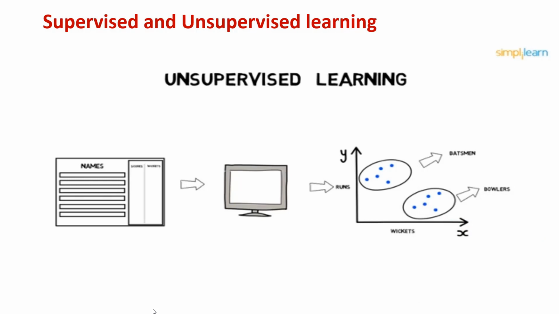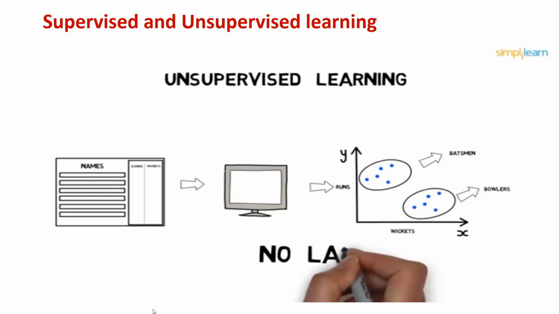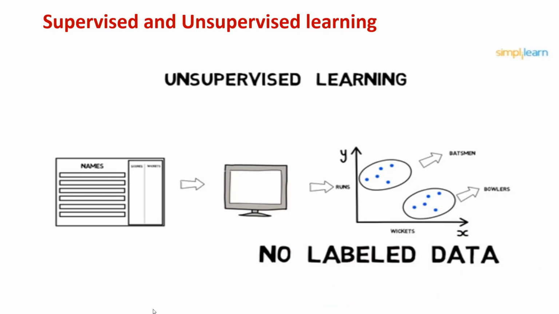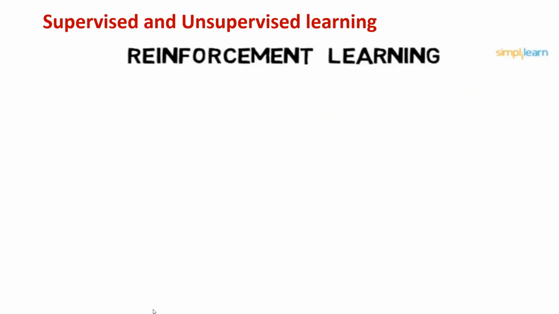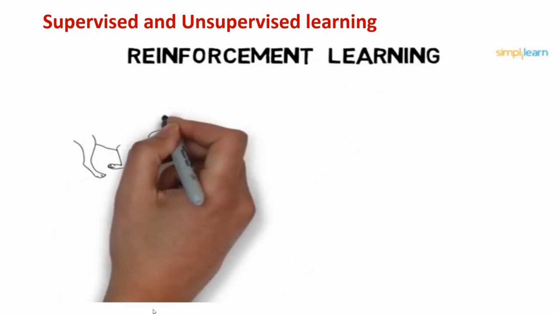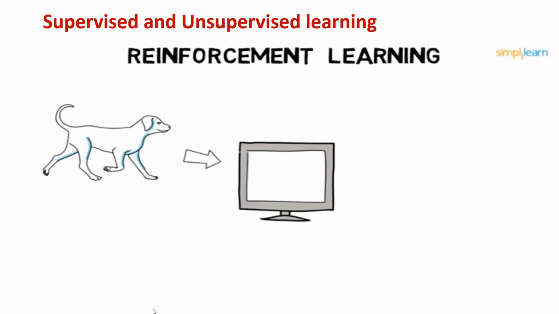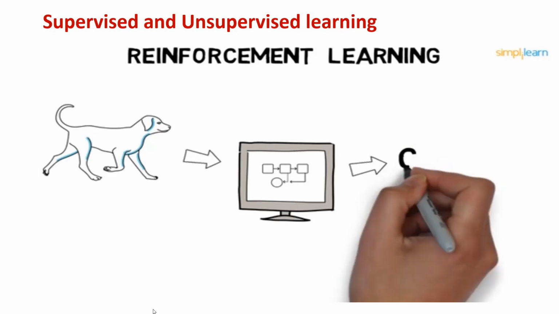The important point to note here is that there were no labels of batsmen and bowlers. Hence, learning with unlabeled data is unsupervised learning. So we saw supervised learning where the data was labeled and unsupervised learning where the data was unlabeled. And then there is reinforcement learning, which is reward-based learning, or we can say that it works on the principle of feedback. Here, let's say you provide the system with an image of a dog and ask it to identify it. The system identifies it as a cat.